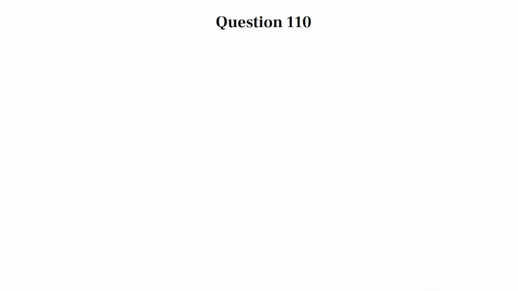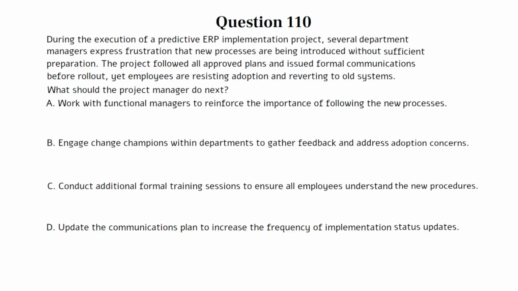Question 110. During the execution of a predictive ERP implementation project, several department managers express frustration that new processes are being introduced without sufficient preparation. The project followed all approved plans and issued formal communications before rollout, yet employees are resisting adoption and reverting to old systems. What should the project manager do next?